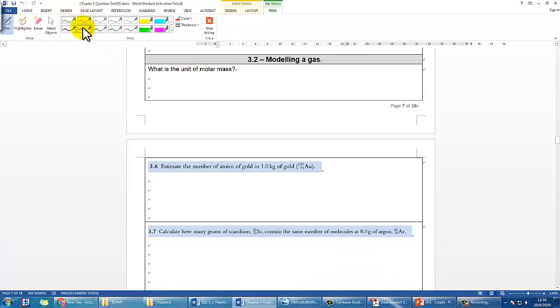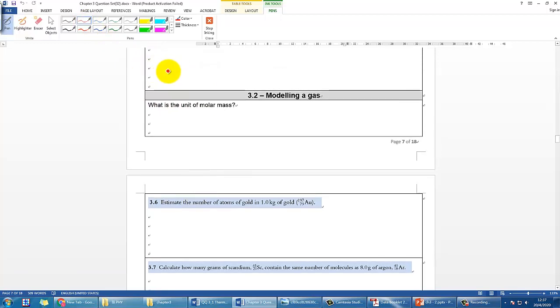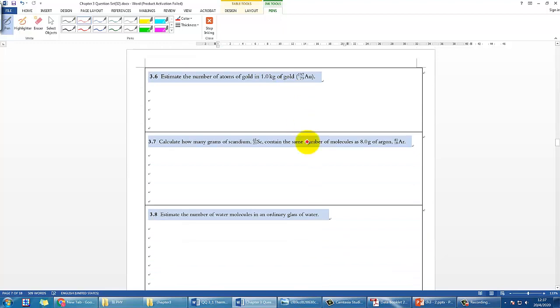Okay, so let's take a look at the question here. There's actually one more question right here that I would like you to write down, which is the unit of molar mass again. And the answer is gram per mole. Again, it's gram, not kg. Okay, let's take a look at the first example and see if you get the answers right.